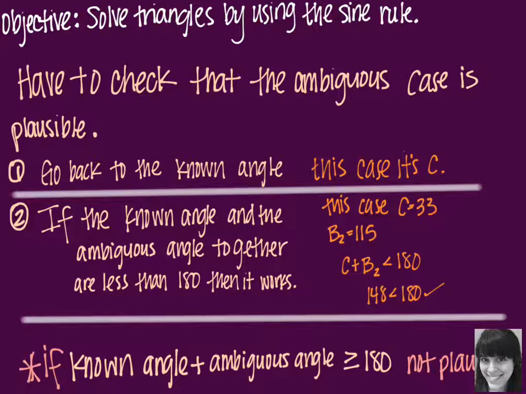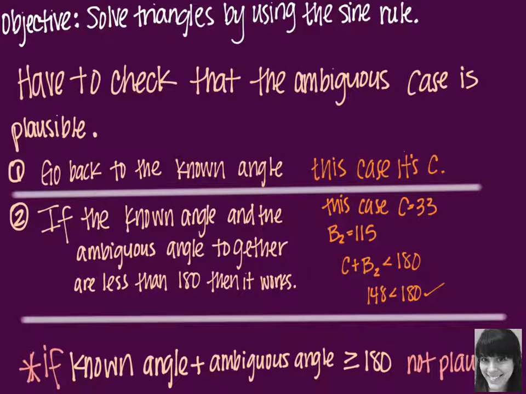So we go back to the known angle. In this case, it's going to be C, which is 33. If the known angle and the ambiguous angle together are less than 180 degrees, then it works, because you can only have 180 degrees, right? So it has to be less than, because you still have another angle that you have to look for, right?